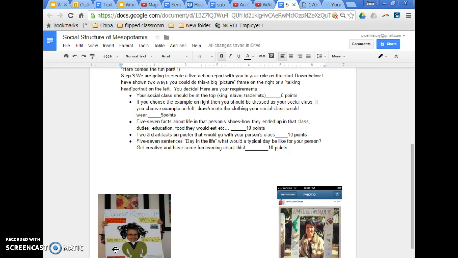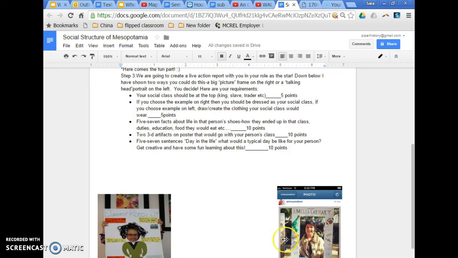But here are the requirements. Your social class should be at the top. So where these girls have their person's names up here, you would have king or slave or crafts worker, whatever you've drawn out. Then, if you decide to go portrait style, the day that these are due, I would need you to come up with a costume or something that would show what your status in Mesopotamian life was. Or if you choose to do more of the talking head, then I would need you to draw or create the clothes that would fit the lifestyle.